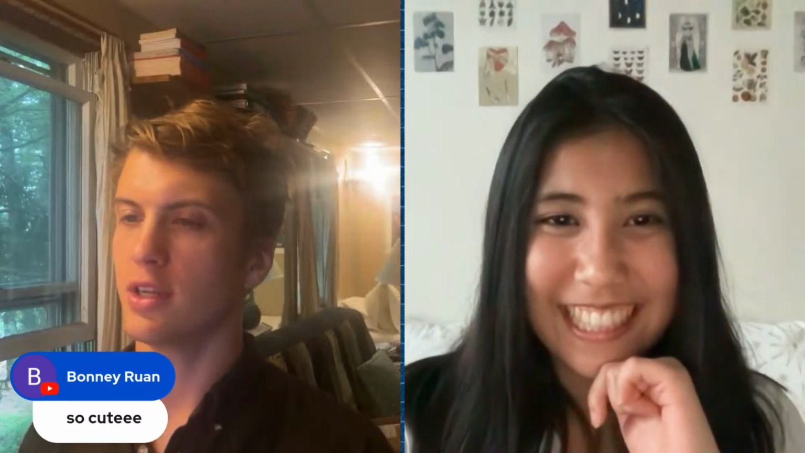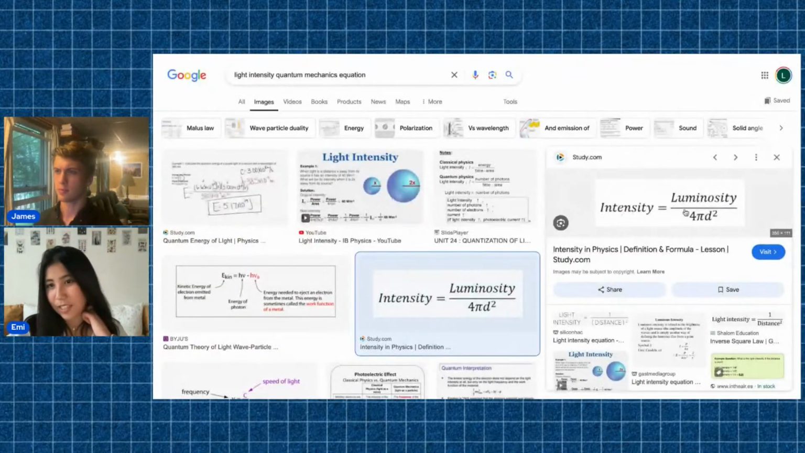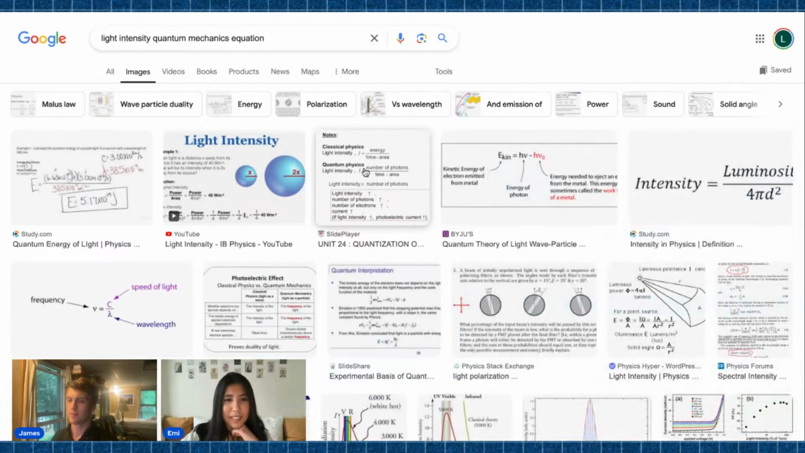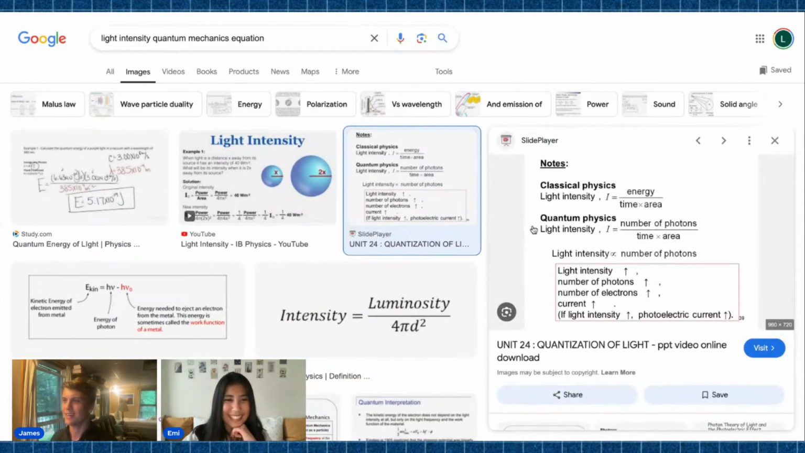So how do we measure intensity? Let's see, I'm just pulling up some random. Here we go, this looks familiar. So intensity is luminosity divided by 4 pi diameter squared. I'm not convinced about that. Number of photons divided by time and area. Yes, so that is one of the equations for intensity.